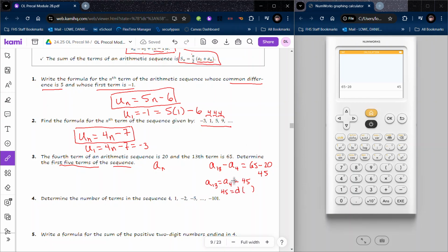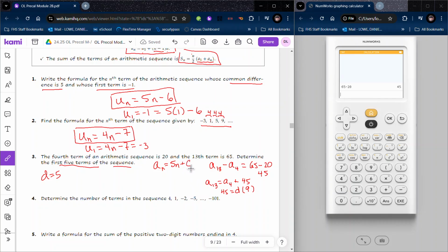Well, how many times am I going to add my common difference to get from my fourth term to my 13th term? I'm going to add it 9 times, because from the 4th to the 5th term is adding once, and the 4th to the 6th term is adding twice. So this tells me that my common difference is 5, and that tells me that a sub n is going to be 5 times n, right?